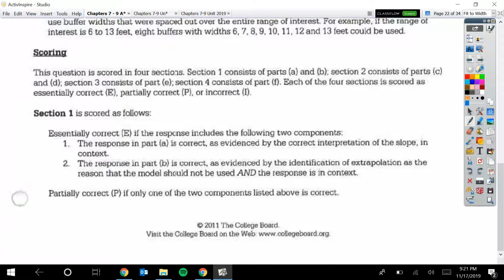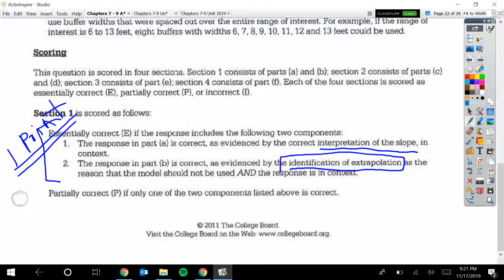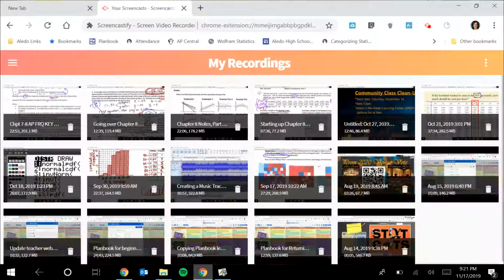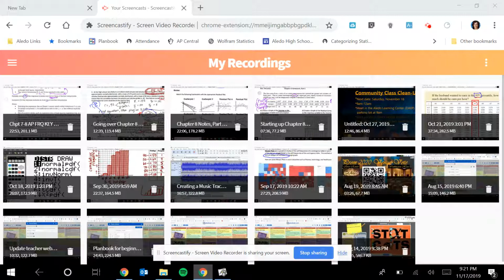But in order to get your 1 point of credit, and on a number 6, they're the most heavily weighted question, so you want that 1 point, you had to say the correct interpretation of the slope, and then you had to identify that this was extrapolation and that you should not be estimating or predicting outside of that area. And of course you had to use context in both of these situations. All right, so that is the end of pages 30 through 32 on our AP FRQs.